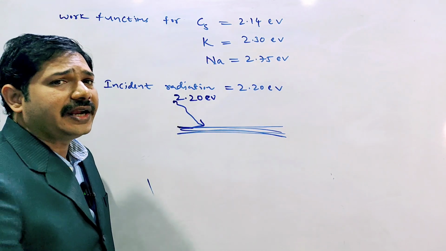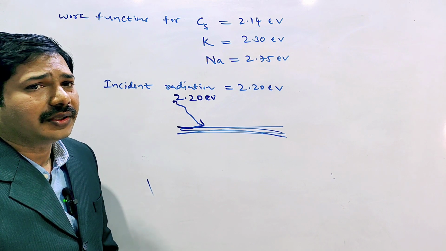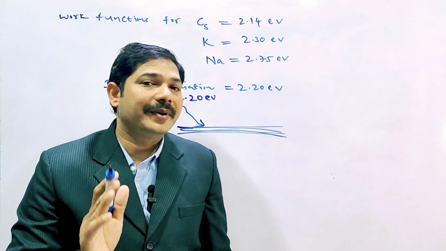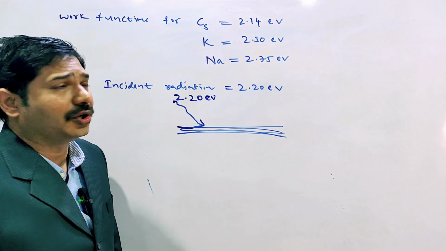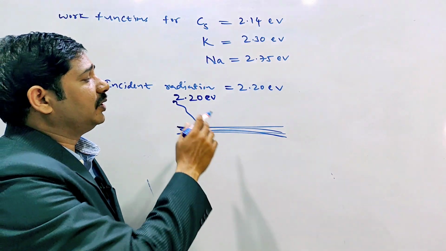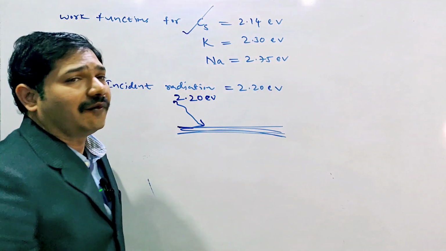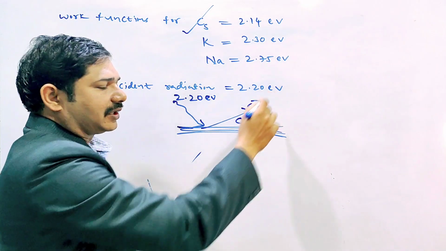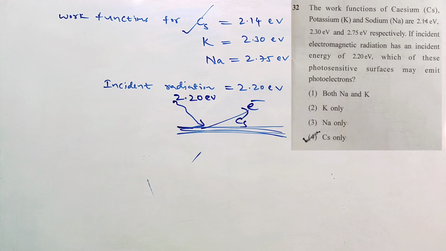Here the work function should be less than the incident radiation energy. The incident radiation is 2.20. Among the three options, which one is less than 2.20? Cesium has 2.14, so electrons are emitted for cesium metal. So cesium is the correct answer, and the fourth option is correct.